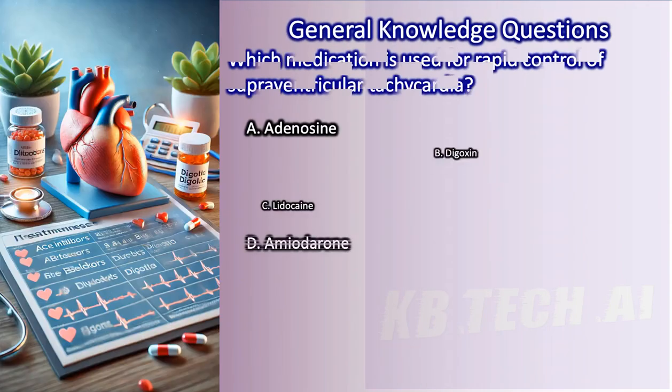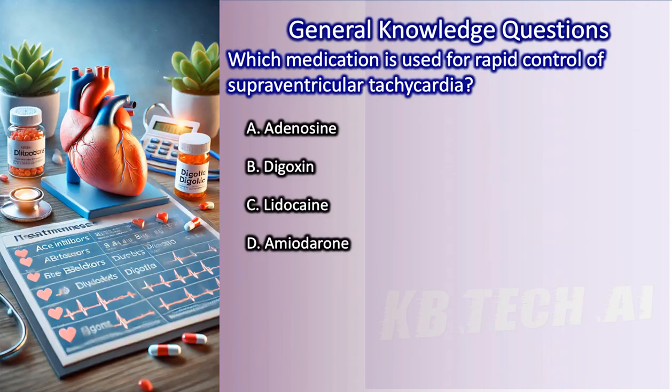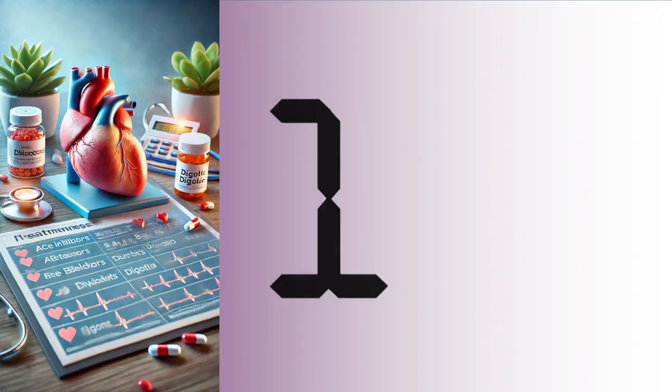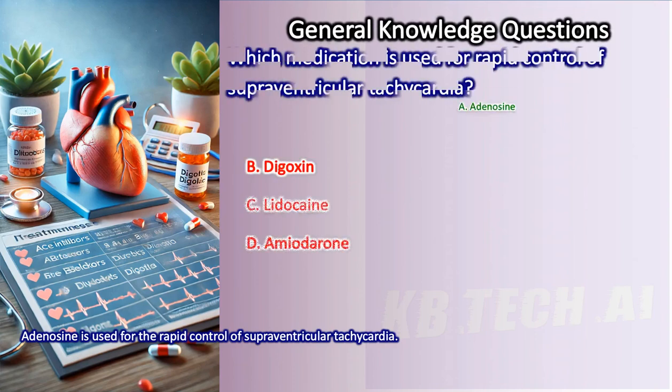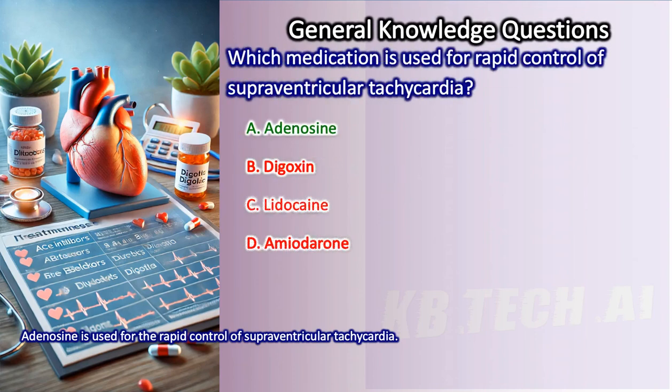Which medication is used for rapid control of supraventricular tachycardia? Option 1, adenosine. Option 2, digoxin. Option 3, lidocaine. Option 4, amiodarone. The answer is option 1, adenosine.